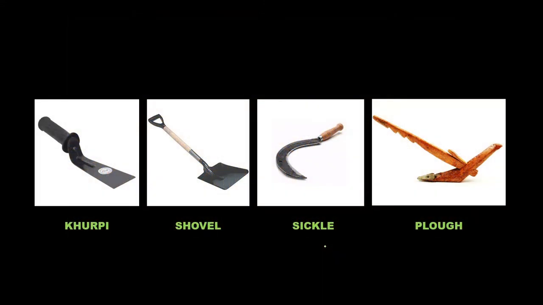And these are a few implements that are used in crop production. These four are also mentioned in the beginning of our chapter in the book. I know you recognize all of them: khurpi, shovel, sickle and plow. But don't worry if you don't recognize any of these. We will learn about them in some minutes.